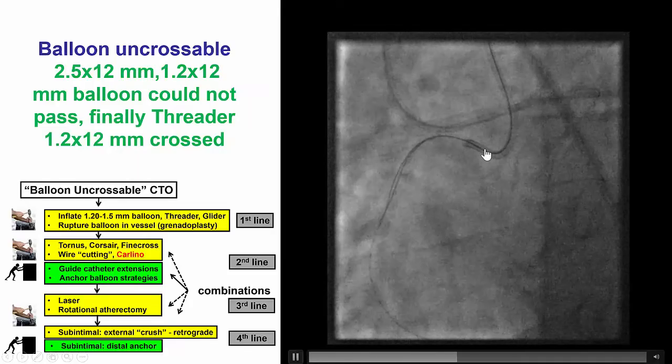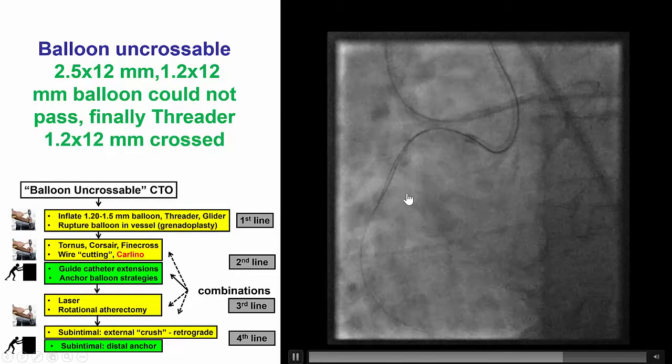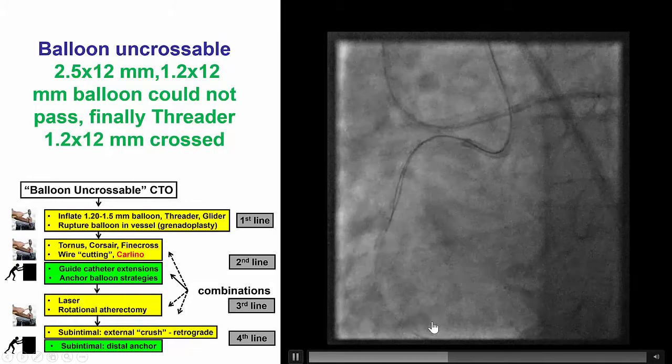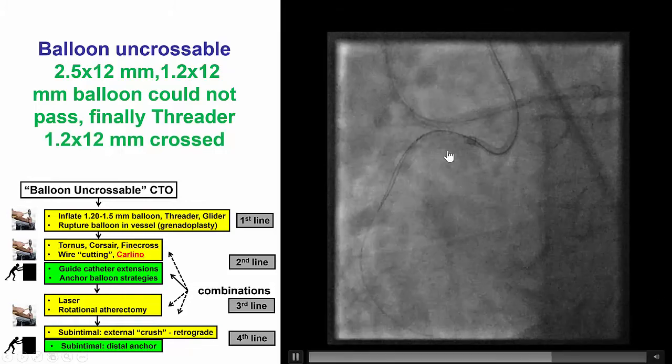We had a lot of difficulty advancing a balloon over this Antegrade wire, but finally with the Threader microcatheter, we were able to advance and dilate the segment within the previously placed stent.